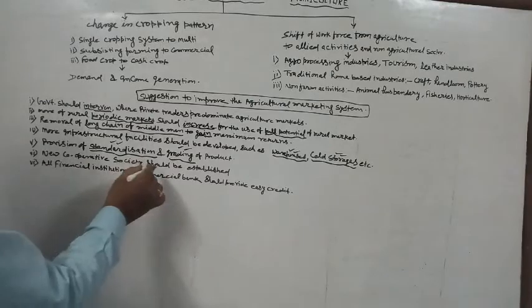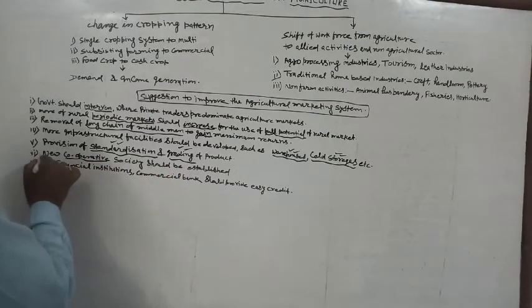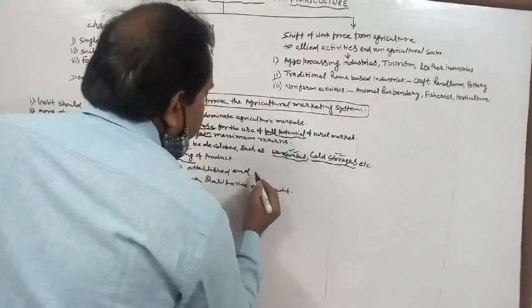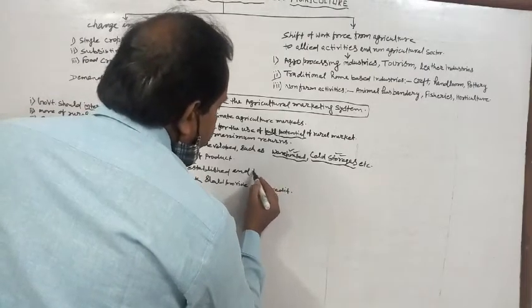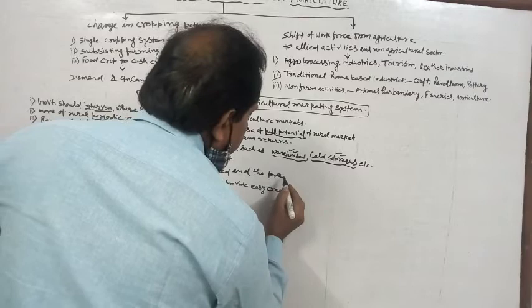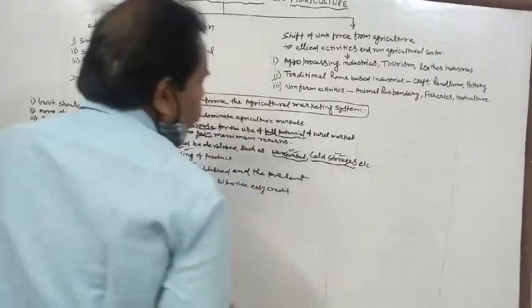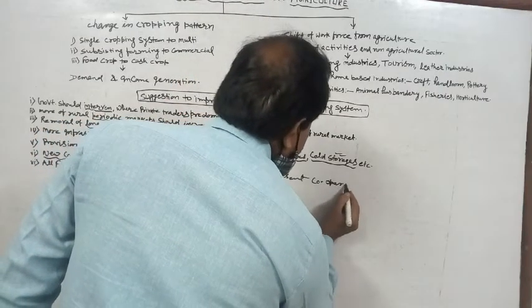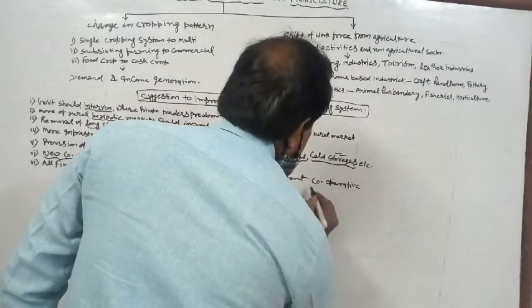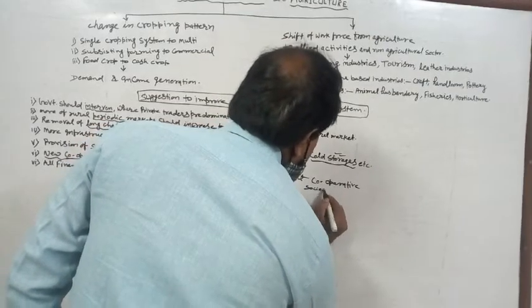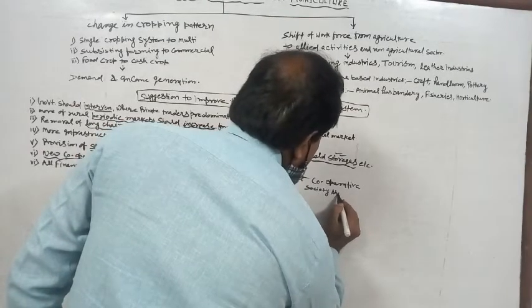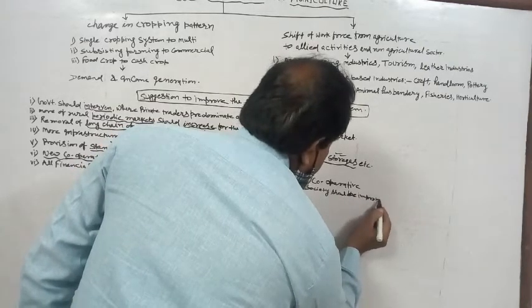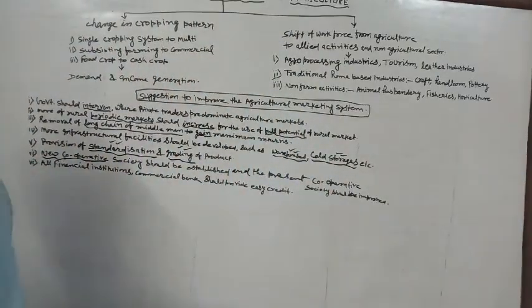Next, new cooperative societies should be established, and the present cooperative societies should be improved. Some changes are required.